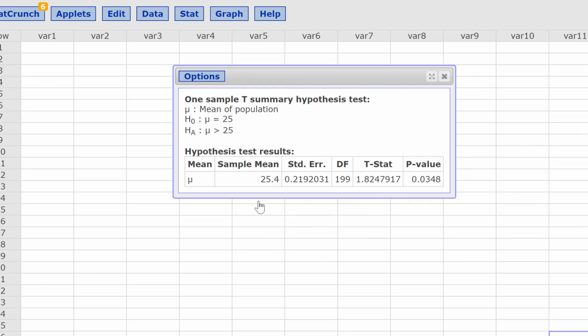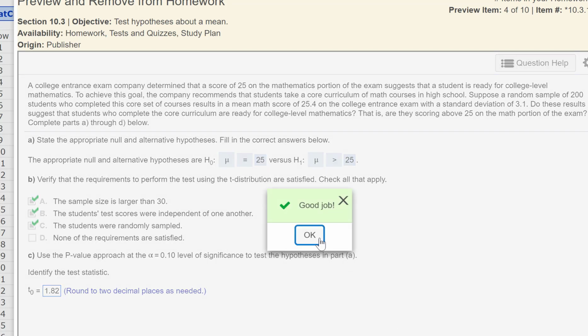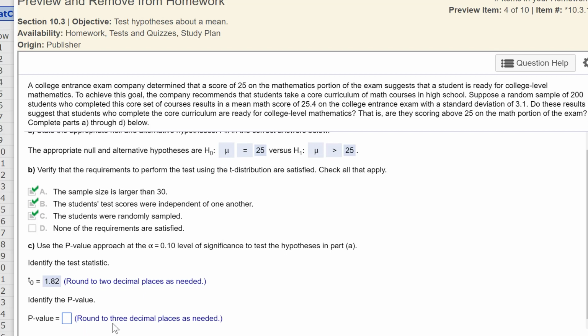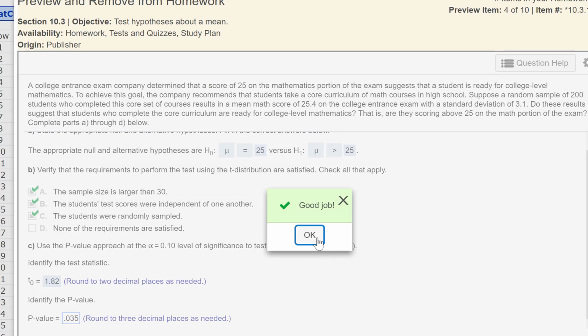So here are our results. We got the sample mean 25.4. The test statistic is 1.825, and the p-value is 0.0348. So we're rounding to two places, so it's 1.82. Again, if you put 1.825 there, I'm not going to count that wrong. Just let me know, and I can override that. Particularly on these multi-part problems, you don't want to have to do all that again just for a rounding error. And then the p-value rounded to three places is 0.035. And there we go.